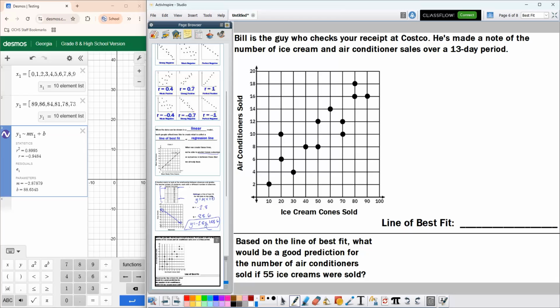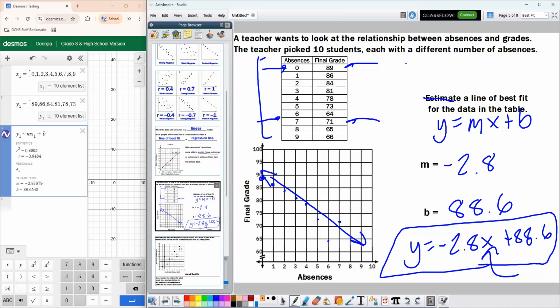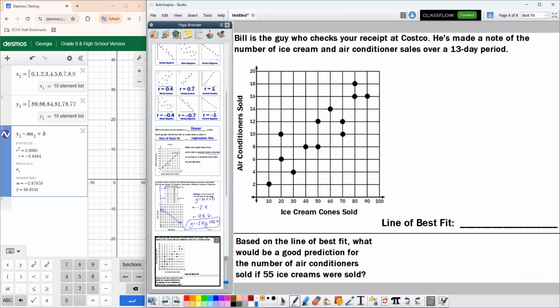Bill is the guy who checks your receipt at Costco. He's made a note of the number of ice cream and air conditioner sales over a 13-day period. We want to find the line of best fit, and we got to answer the question down below. Now, why does this problem stink? Look at the last one, it gave me all the numbers. This one stinks because I ain't got any numbers. I got to find all of them, and I got to make sure I've got 13 of them when I'm done.